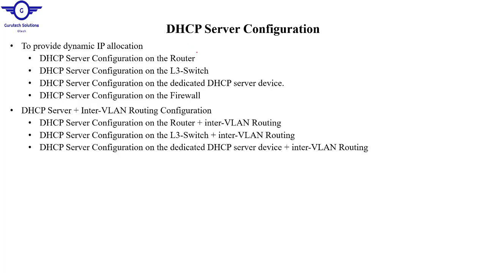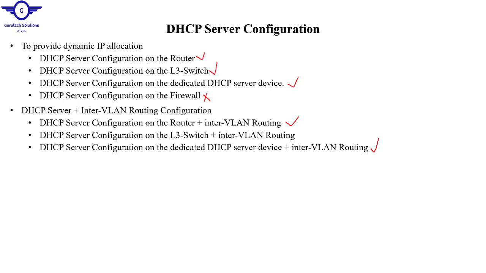In the previous video, we learned how to configure DHCP server both on the router and on the switch. So today, I want us to finish on the dedicated DHCP server. On firewall, we'll do it later because this is not a firewall session. And hopefully we jump to the 3: DHCP server configuration on the router plus inter-VLAN routing, then DHCP server configuration on layer 3 switch and inter-VLAN routing, and finally DHCP server configuration on the dedicated DHCP server device plus inter-VLAN routing.